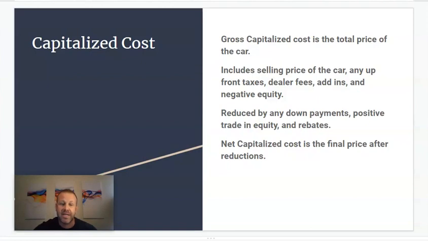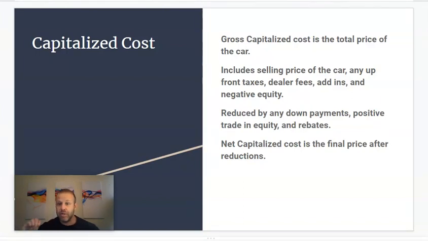So any upfront taxes that are rolled into the price of the car, any dealer fees, any add-ins like dealer service packages or extended warranties or anything you decide to purchase and add into the price, and also any negative equity. So if you're trading in a car that's upside down, you have to add that balance to the price of the car. So all of that increases the price of the car that you're buying.